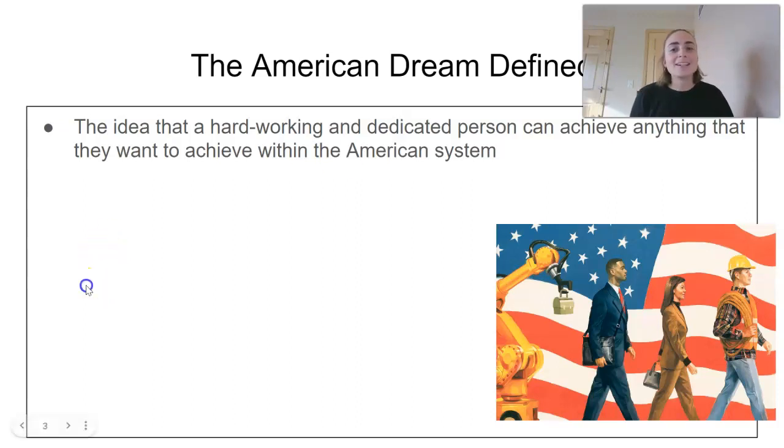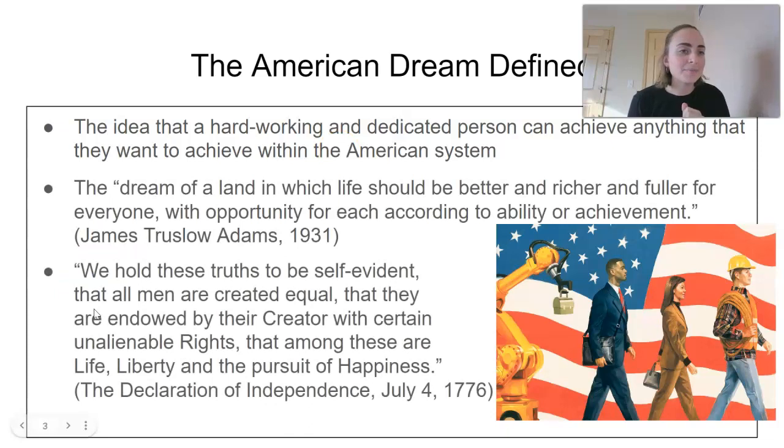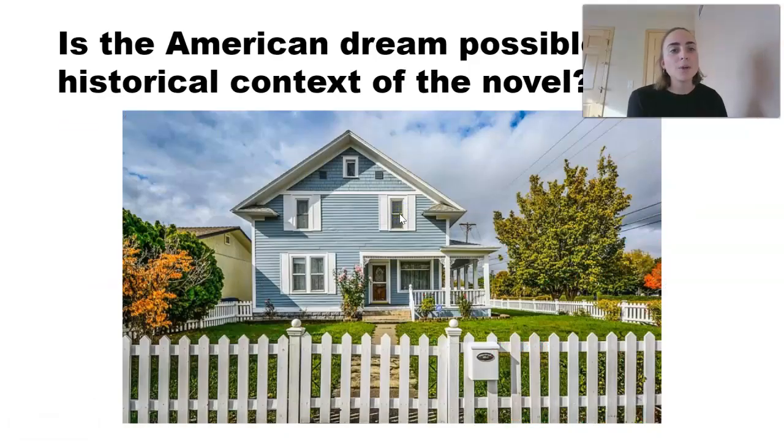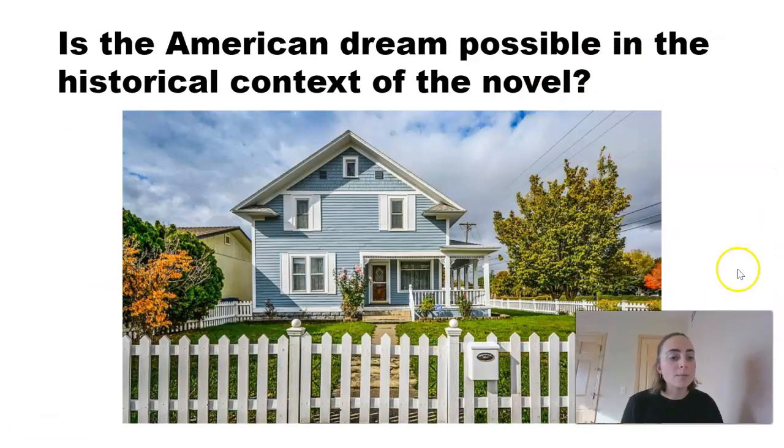And when we read A Raisin in the Sun, remember that we talked about how the American dream is not always possible for everyone in an equal way, right? In A Raisin in the Sun, we looked at how racism can hold people back from achieving the American dream. In this book that we're reading, Of Mice and Men, we're going to think about, is the American dream possible in the historical context of the novel?